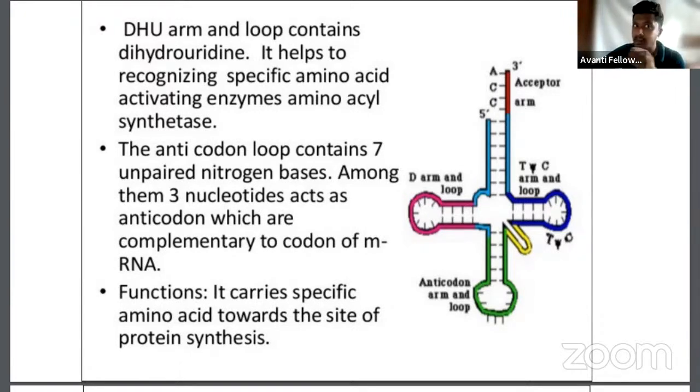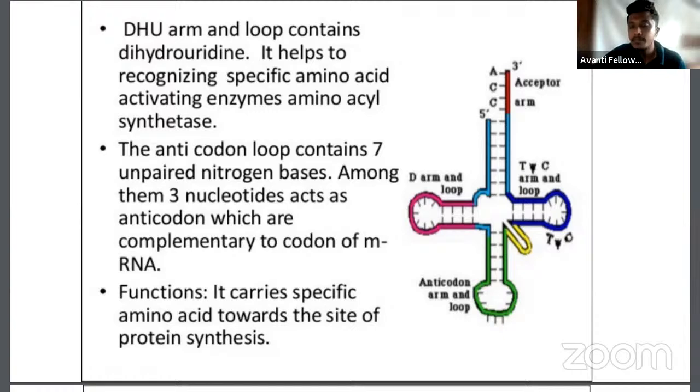So we have studied quite a lot about tRNA now. We'll just look into it. As I said, our anticodon loop contains 7 unpaired nitrogenous bases. Among them, 3 act as the anticodon, which is complementary to the mRNA, right? So this is the structure of tRNA, the cloverleaf structure. What did we study? What is the 3 prime end? Here is where the amino acid binds, and the anticodon is here, where the bases are complementary to our mRNA. These two things are done.